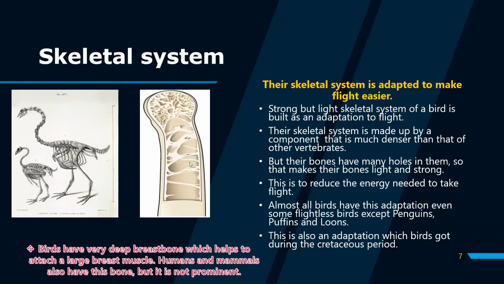This is also an adaptation which they got during the Cretaceous period, which is the period that birds took flight for the first time. And this is a fun fact. The birds have a very deep breastbone, which helps to attach their large pectoral muscles, also known as the breast muscles. Humans and mammals also have this bone, yes, but it's not prominent. It's just a small bone near the rib cage.